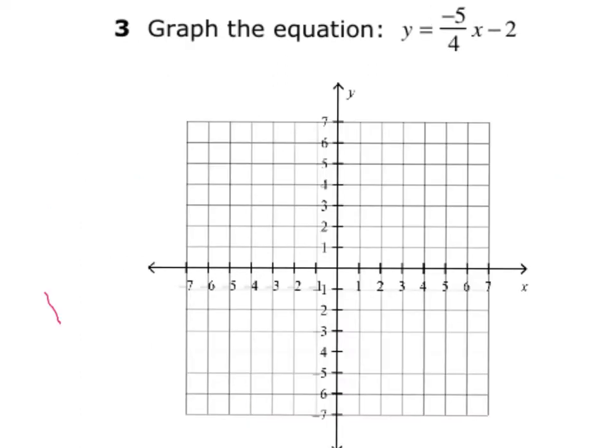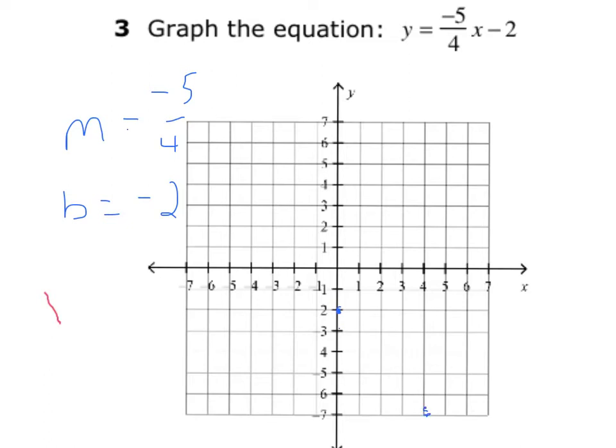Okay, number 3, graph the equation. We identify m and b. Okay, m is negative 5/4, and the b is negative 2. So we will start at negative 2 on the y-axis, that's our b, and it tells us that we need to go down 5 and over 4. So down 5, 1, 2, 3, 4, 5, and over 4.